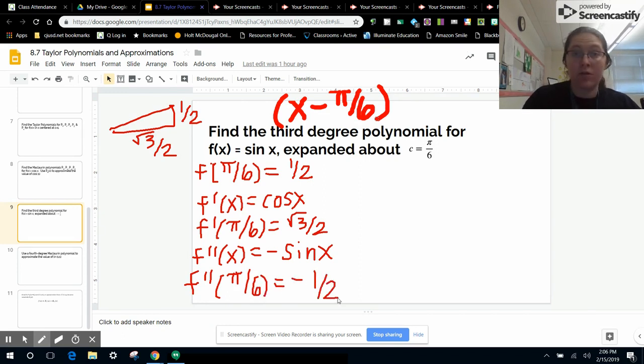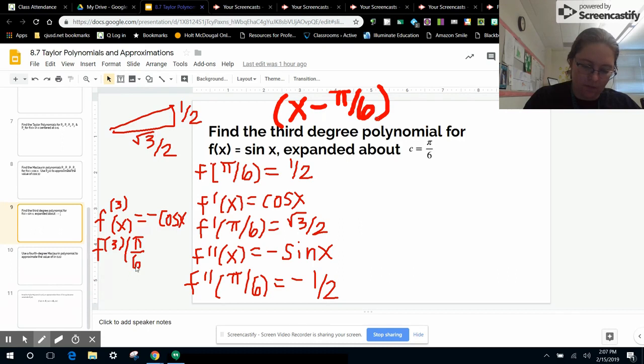And now I need to go to the third degree. So I'm going to add on the third degree. So f third derivative of x equals negative cosine x. So the third derivative at pi over 6 would be negative root 3 over 2.